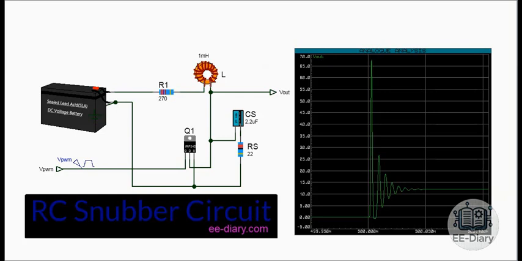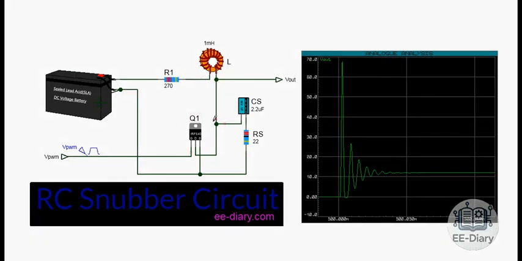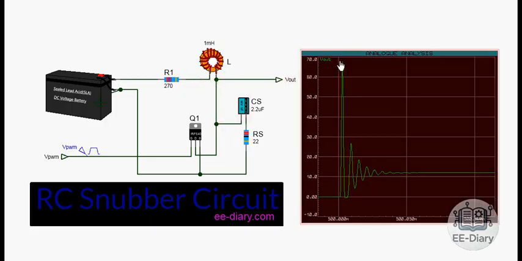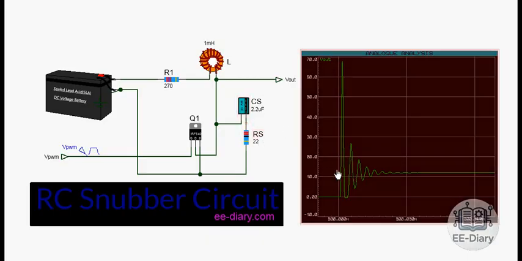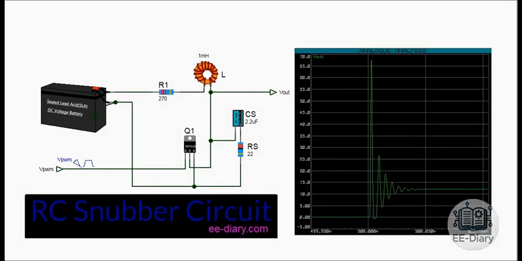Why snubber circuits are important. When a MOSFET or IGBT switches off, the inductor resists the sudden change in current due to its stored energy, generating high voltage spikes. A snubber circuit, typically consisting of a resistor RS and capacitor CS, absorbs this energy and limits the voltage spike, ensuring the switching device remains within its safe operating limits.